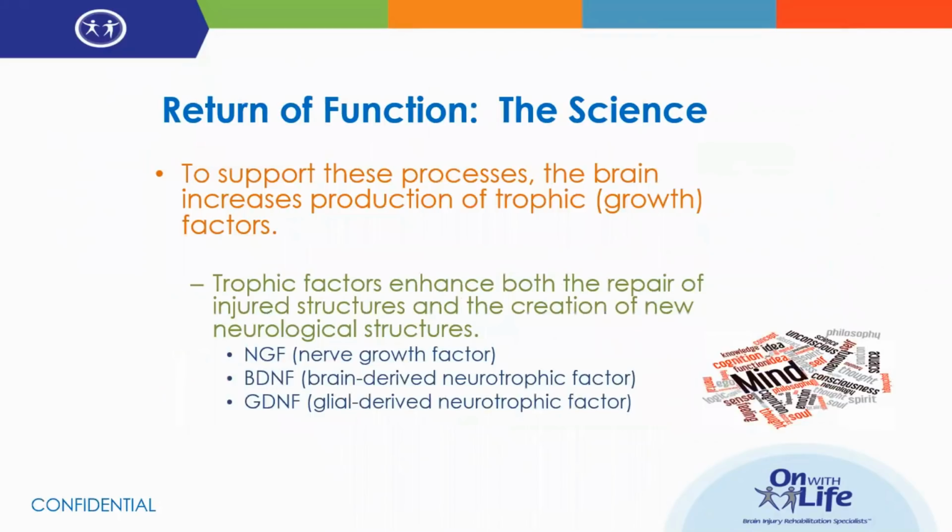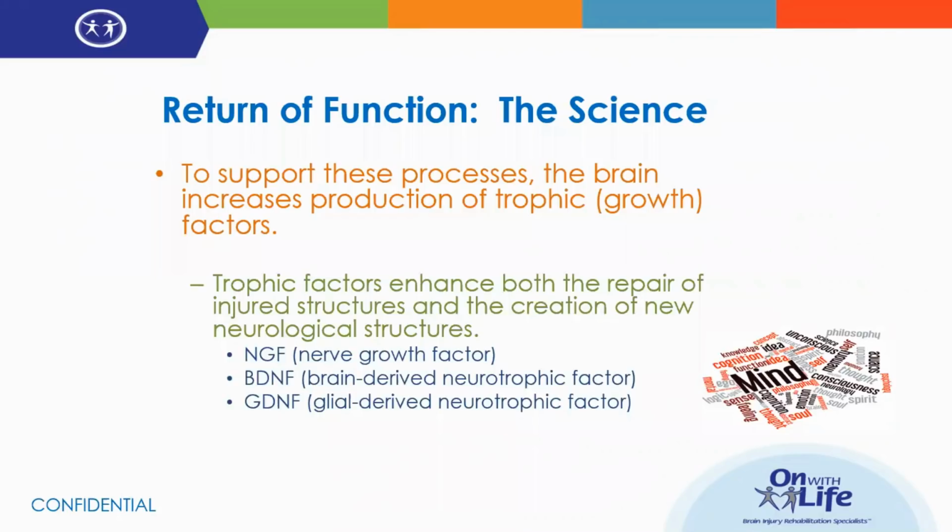I talked a little bit earlier about these growth factors or trophic factors. And this is one of the ways in which scientists detect increased expression of neuroplasticity within the brain. You'll see increased expression of nerve growth factor, brain-derived neurotrophic factor, and glial-derived neurotrophic factor. So these are some of the indicators that scientists look for as we're studying this field and looking at how the brain works.